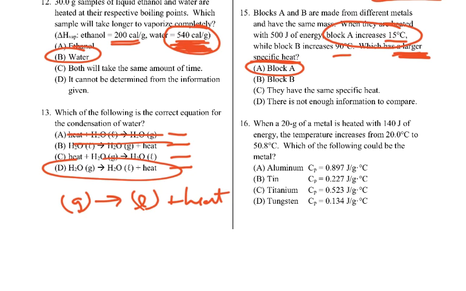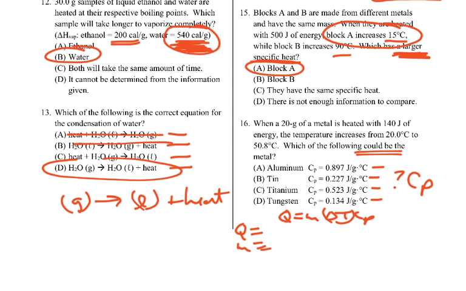to 50.8. Which of the following could be the metal? Okay, well, if we just want to identify a metal, here are 4 different C sub P's. So what the real question is, what is the CP of this unknown metal? And then we can match it up and see which answer it is. So this is really a calculation problem, and we're going to use Q equals M delta T CP. So we need to find Q, M, and delta T, and then we're going to be able to calculate CP when we do all that.